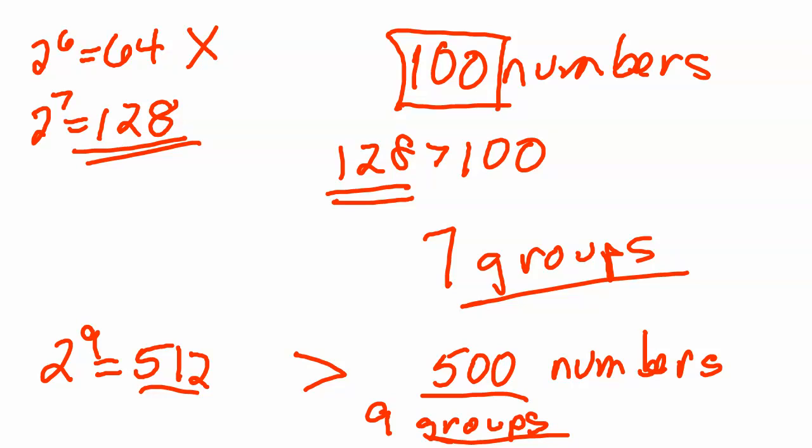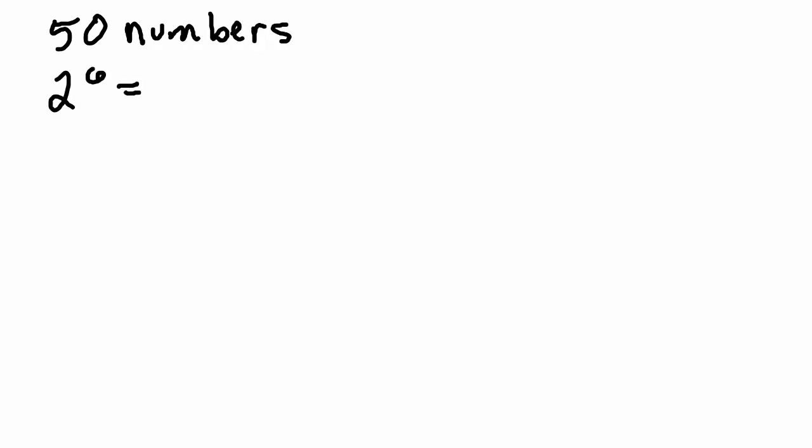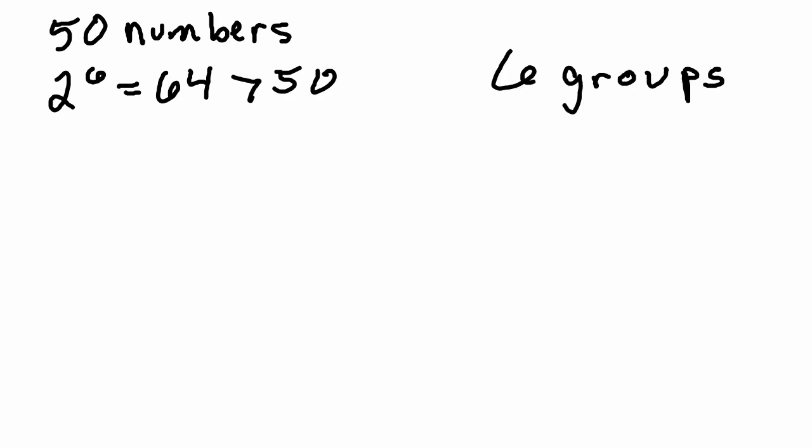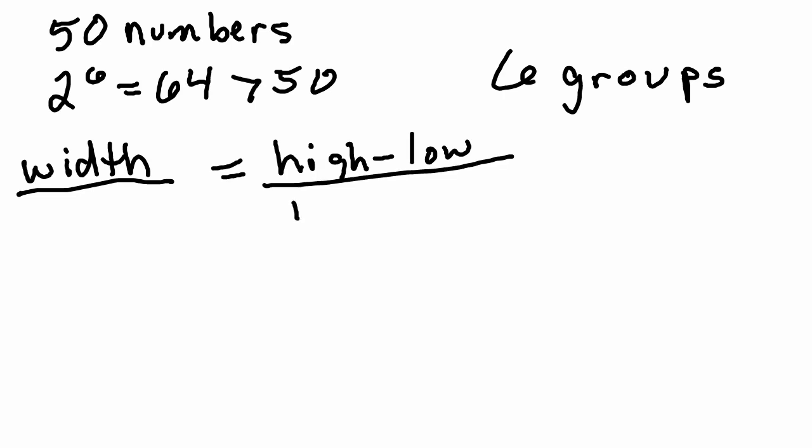Okay, so once you pick your groups, then the second thing is, and I'm going to do an example in Excel for you. Right now, we just have to figure out the groups. So let's say we have 50 numbers. 2 to the 6 was 64. That was bigger than 50. So we decided 6 groups or 6 classes. And then we have to do the width of the classes. How many numbers are in each class? That's the width. That is the high number minus the low number divided by the number of groups.